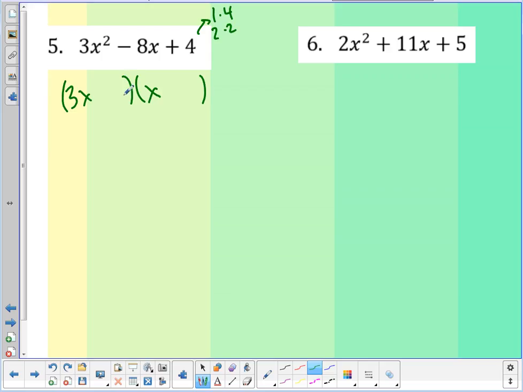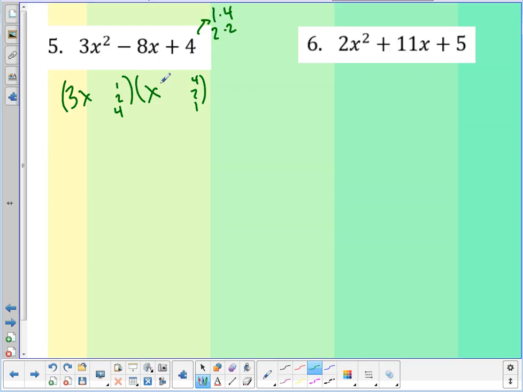If it helps, you can list them out. I would just list them faintly, especially if you're using pencil. You could do 1 times 4, 2 times 2, and you could even put 4 times 1, because that 3 in front is going to give you different results depending on where things are. If I did the 1 and the 4, I'm going to get an outside of 12 and an inside of 1. Outside of 12, inside of 1 would give me 11. That doesn't help me.